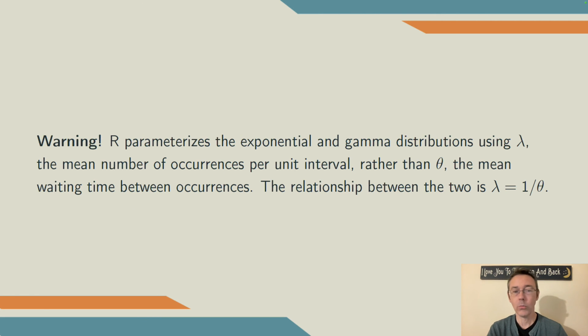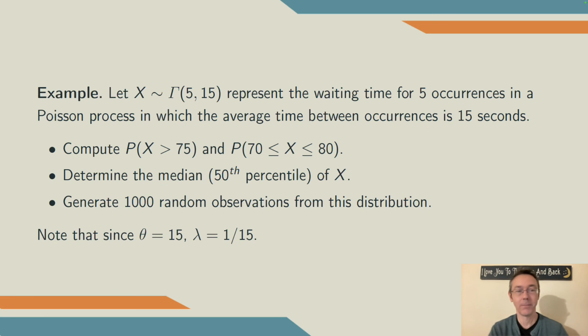Now, one important warning is that if you're looking at the exponential or gamma distributions, R is parameterized using the parameter lambda, which is the mean number of occurrences per unit time interval, rather than theta, which is, I think, generally a little bit more common in theoretical statistics, which represents the mean waiting time between occurrences. The relationship between the two is just a reciprocal relationship. Lambda equals 1 over theta. So translating from one to the other isn't hard. You just have to be aware that you may have to translate.